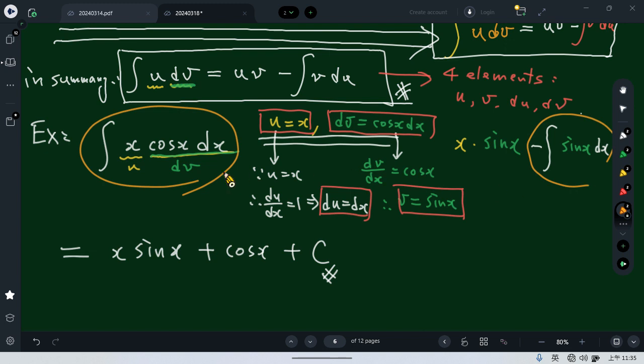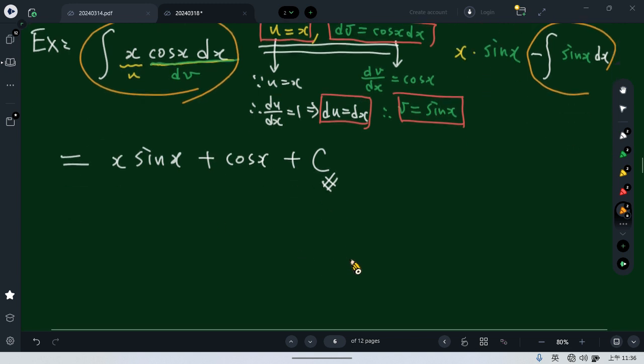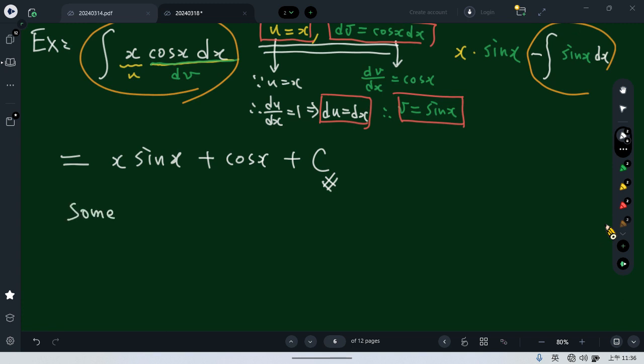So original one is not integratable. It's not computable. But for this one, it's computable because it's just simply integrate sine x in terms of x, right? So it's integrable so that you can get the final result just like this, right? But you may think, how about some other choices? Some other possible choices, like what?